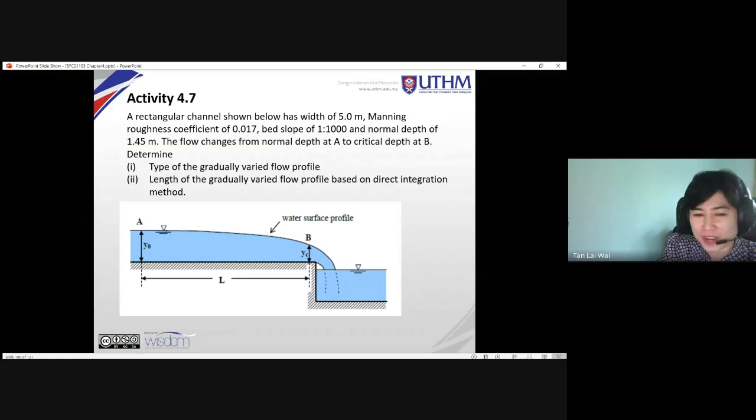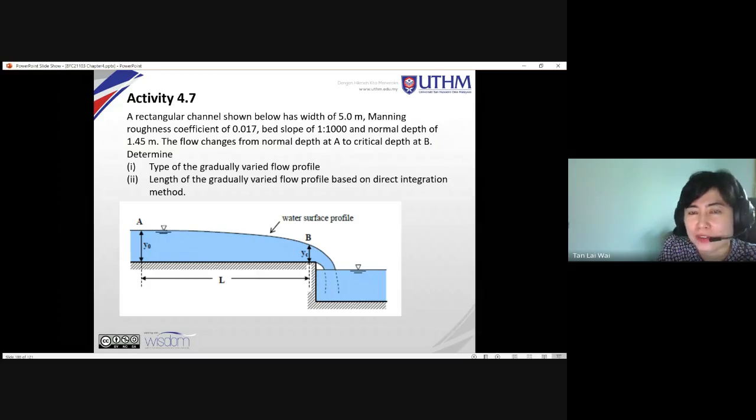Now, have you tried out this activity, 4.7? Any of you? Okay, I'm going to provide the solution. You try it out first. I'm going to provide this solution at the end of this chapter, which I believe could be today. Oh, no. I think let's just finish it on next Monday.